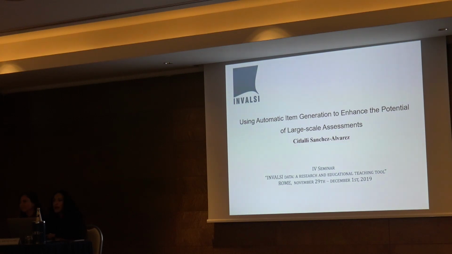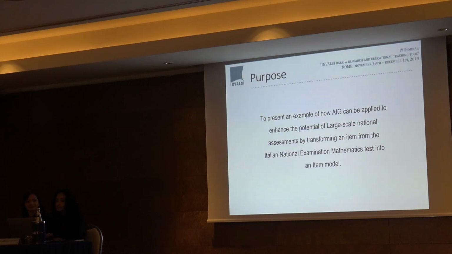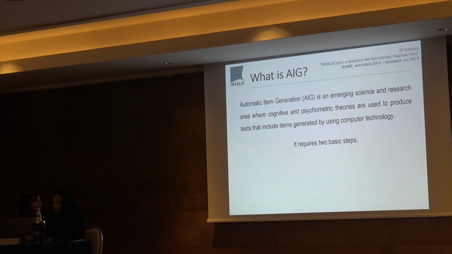I'm going to speak about automatic item generation, and through my presentation I will explain, due to the time, in a very brief way what it is, what is one of the most important elements in automatic item generation, and how it can be applied by means, in this presentation, of transforming one item of an INVALSI national test. So, the purpose is this: present an example of transformation of one item of the national test. I will speak about it with much more detail.